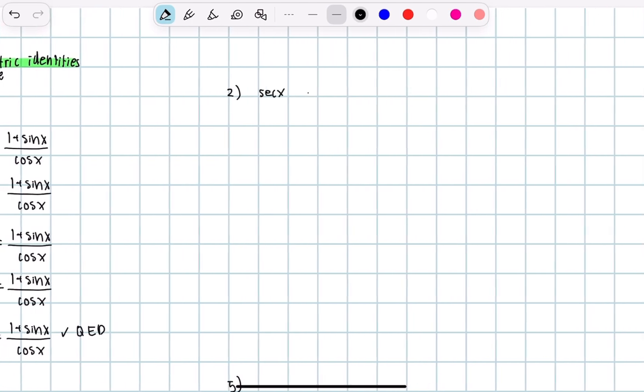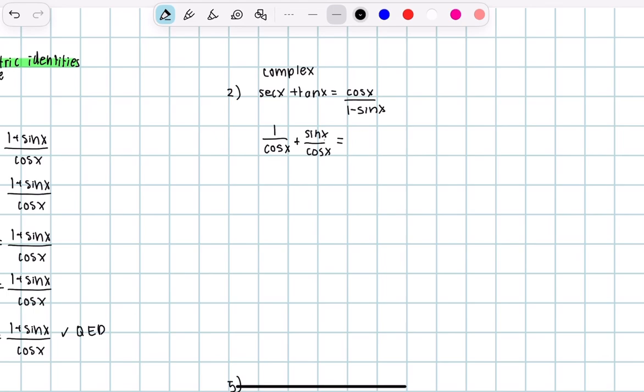Let's say we have secant x plus tan x is equal to cosine x divided by 1 minus sine x. So we're gonna start with the left side as the complex side. So just label it complex, or just make a mental note of that. We know that secant x is the same thing as 1 over cosine x, and tangent x is the same thing as sine x over cosine x. And then we know that it's equal to this, but we can write that at the very end.